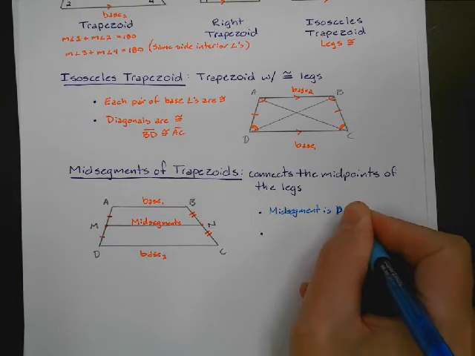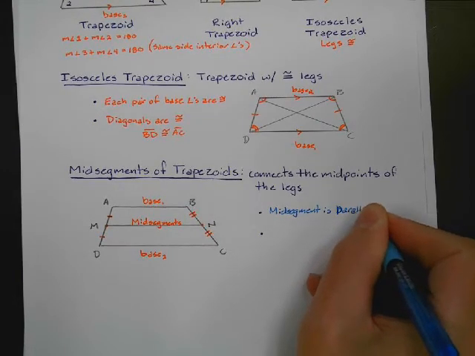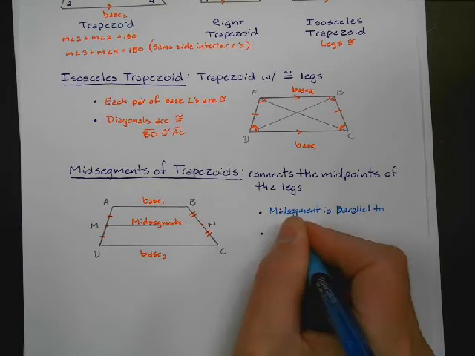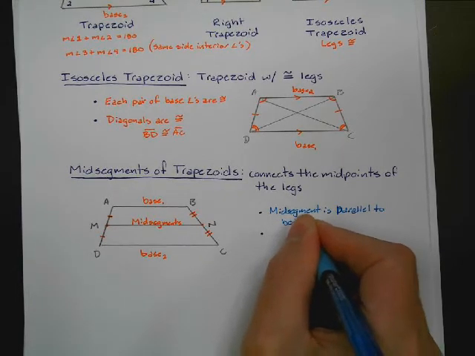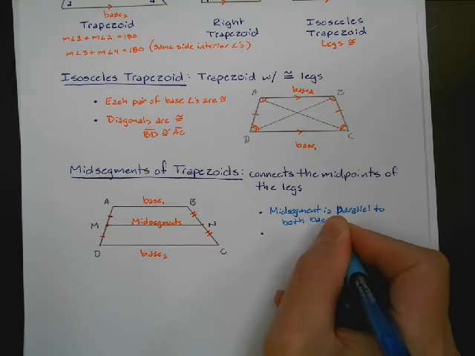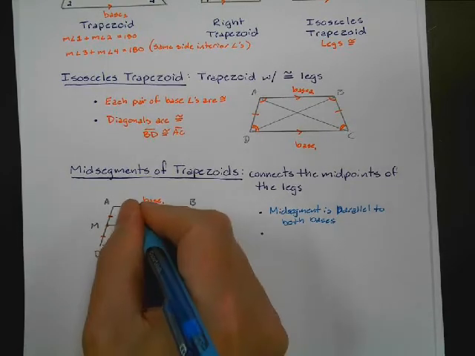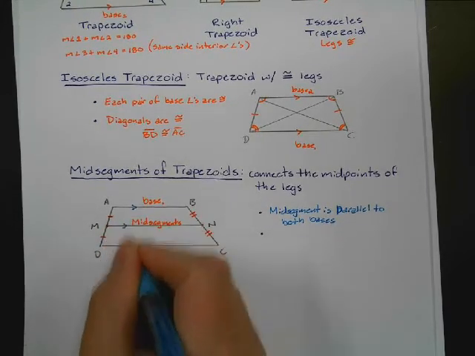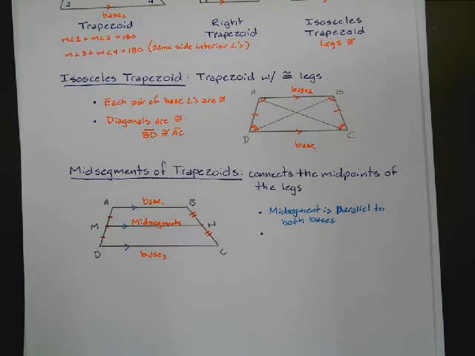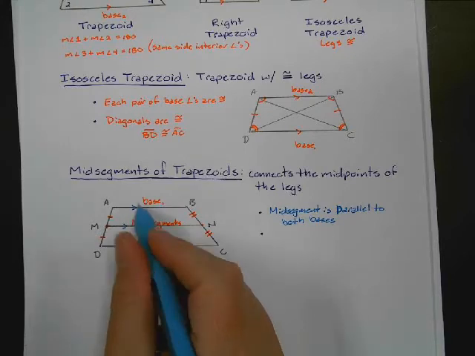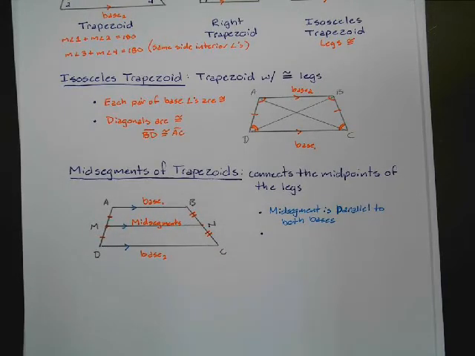Parallel to both bases. So here, here, and here, all three of those would be parallel to each other. These two would be parallel because it's trapezoid, and then the midsegment is parallel to both of those. Second thing that we would know is the midsegment is the average of the bases.